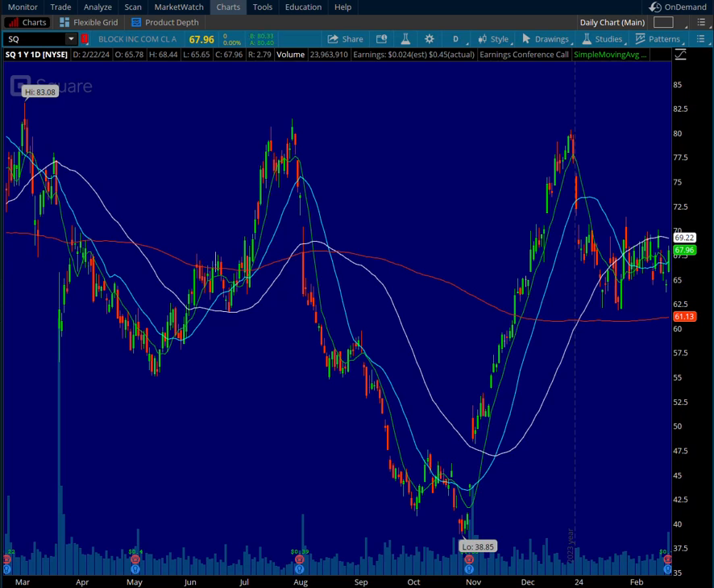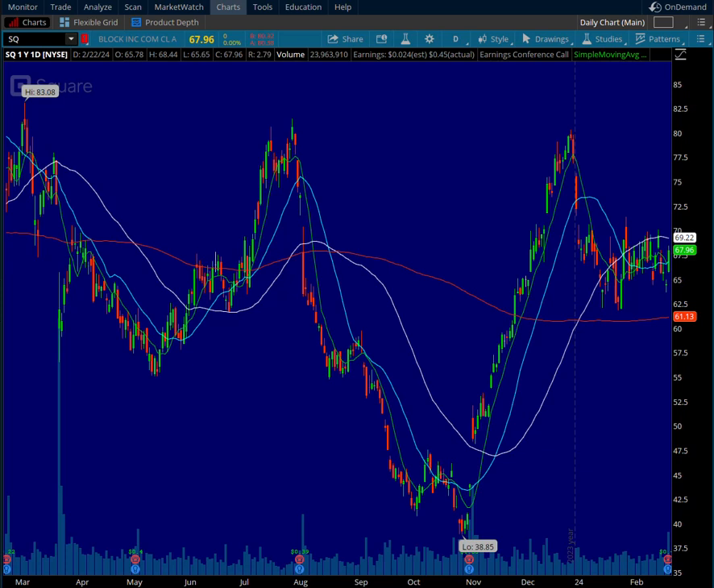We're looking at a chart of Block, formerly known as Square, and I was looking to do an earnings trade on this yesterday. They released earnings yesterday after the bell, and I actually recorded some video, but due to technical difficulties on my part, the video had no audio. So we're going to briefly recap this morning.